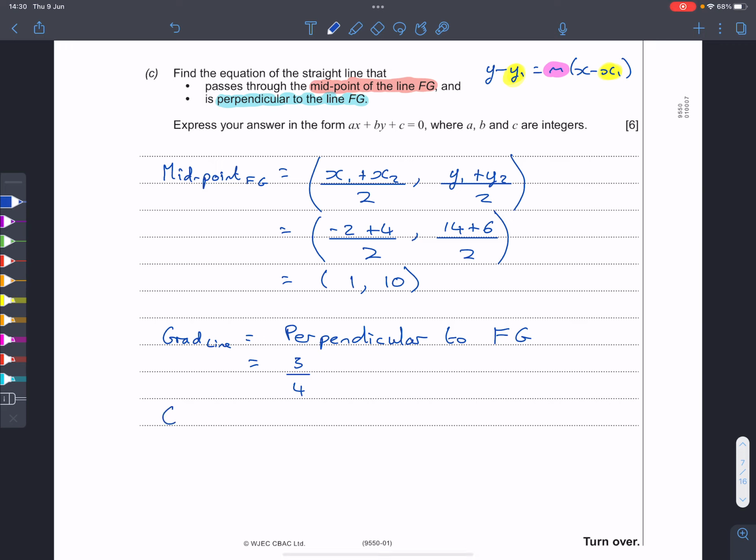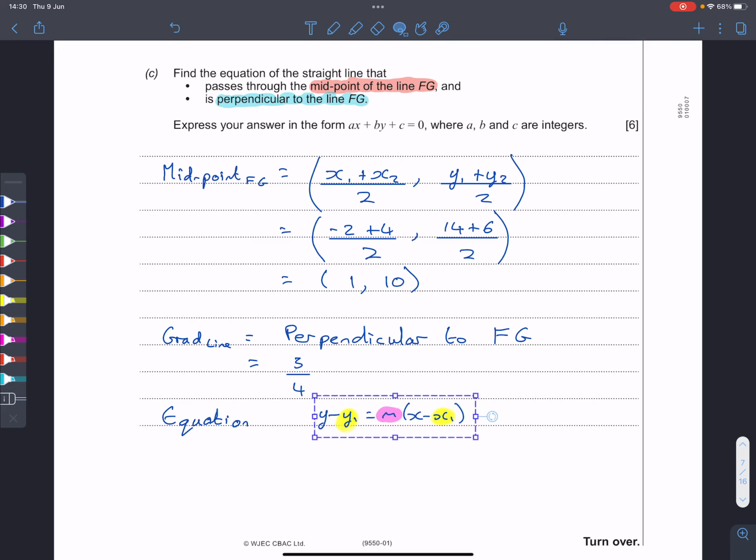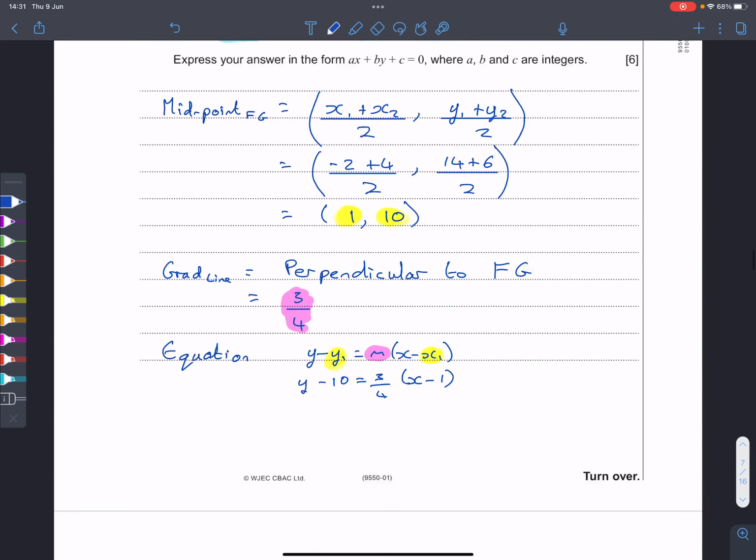Okay, so now my equation, I can use this. So my y1 is going to be 10, my x1 is going to be 1, and my gradient is going to be 3/4. So I get y minus 10 equals 3/4 (x minus 1). And you're asked to put it in the form ax plus by plus c equals 0, where they are all integers.